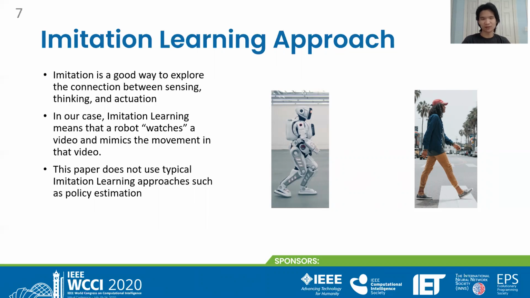So instead of giving robots explicit data to work off of or specific action spaces, we want to be able to show a robot a video of someone walking, and the robot just looks at that and is able to go, okay, I know how to move the limbs and how to actuate so that I can copy whatever I am seeing. To be clear, the paper does not use the imitation learning techniques of the past, which involve a lot of reinforcement learning or policy estimation. We take a much more bio-inspired approach to imitation learning.